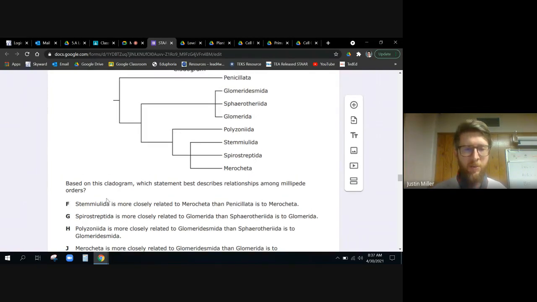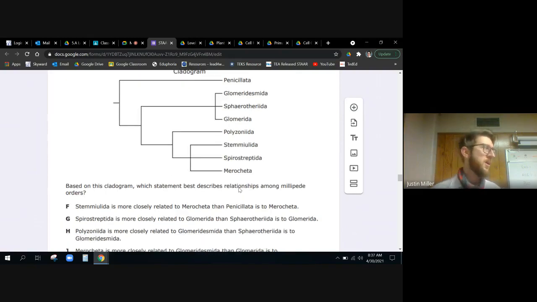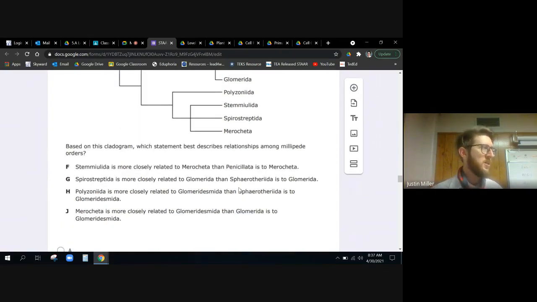So let's look for stem. There's stem right there. How is it related to marrow? Where's marrow? There's marrow. Okay. Is it more closely related to marrow than pin up here is to marrow? Is this more closely related to here than this up here is to here? Yes, it is. So we can stop there. We've already found the answer. We don't have to go any further.